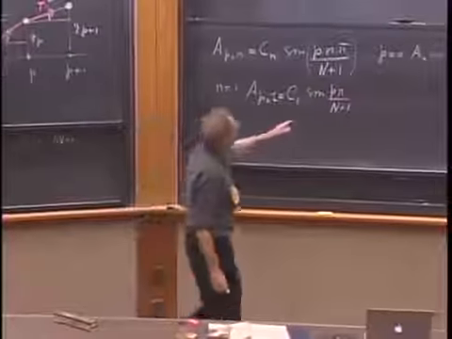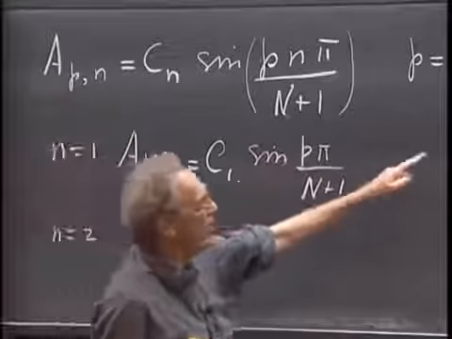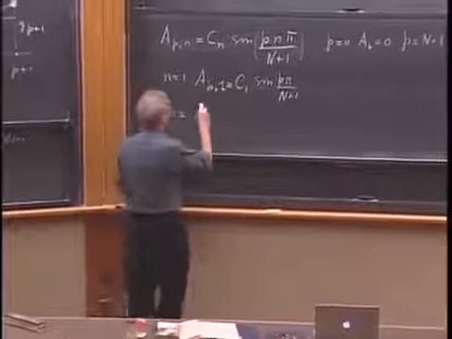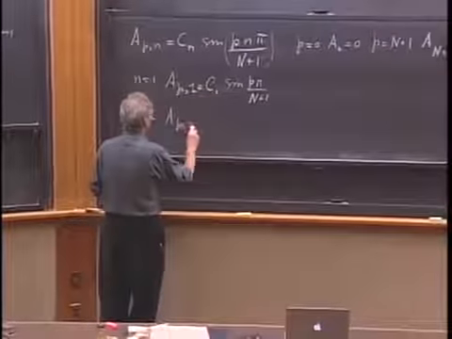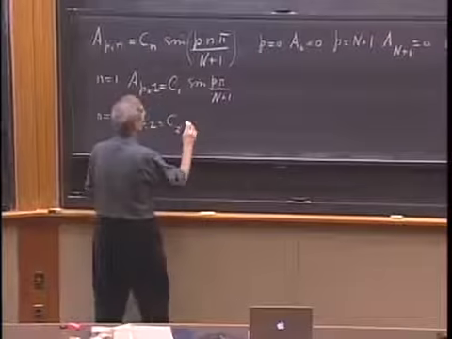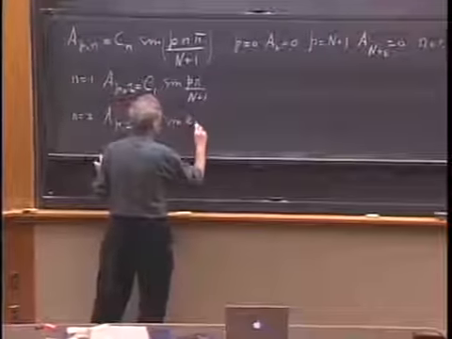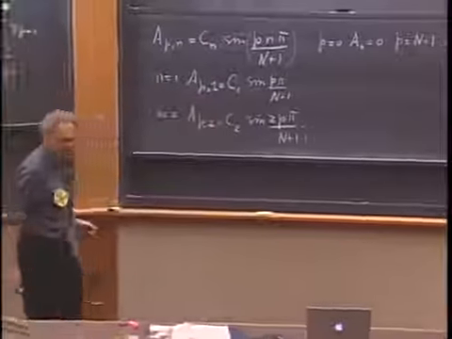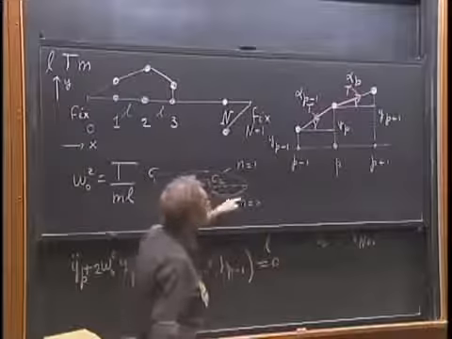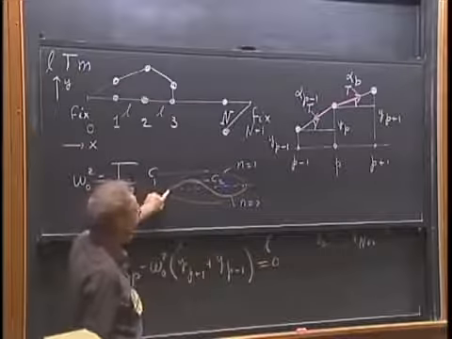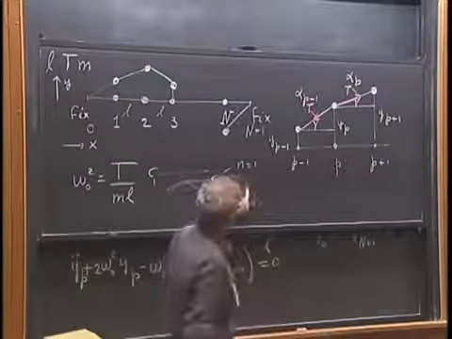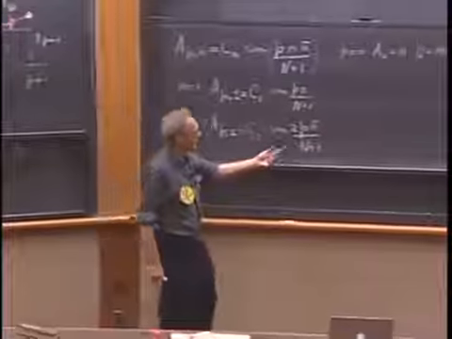So for particle number p, when p is 0, you see this goes to 0, and when p is n plus 1, this again goes to 0. So you see here that A(p) in mode 2 is now C2 times the sine of 2p pi divided by n plus 1. And that is exactly this curve. Notice that if you put in p equals 0, you get a 0. If you put in p equals capital N plus 1, you get a 0. But you will also find now a 0 precisely in the middle, when p is capital N plus 1 divided by 2.